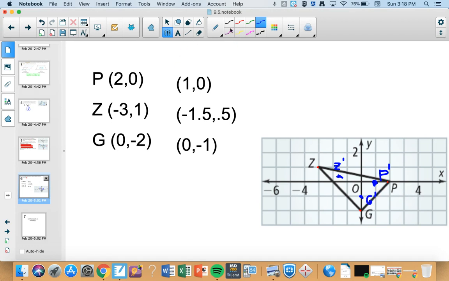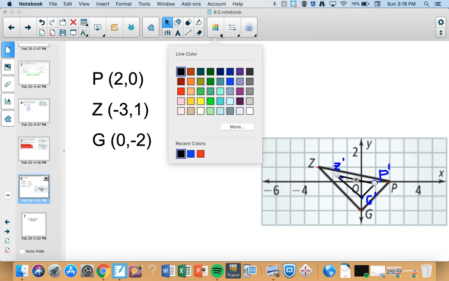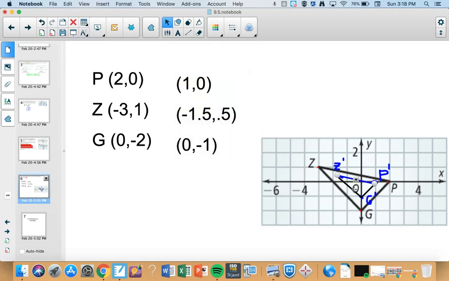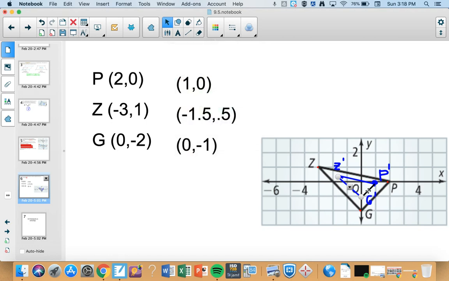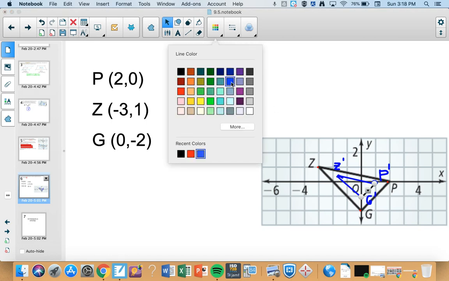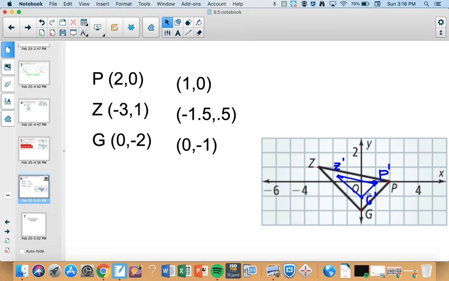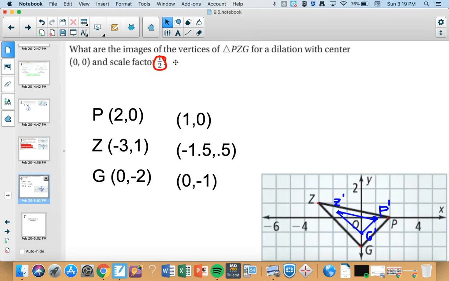So right now, notice we have gotten our points. And if we want to, I'll just do this real quick, connect our points together. There is our image, our dilation. And notice in this case, our dilation was in fact a reduction. We reduced the size of our figure specifically by a scale factor of 1/2.